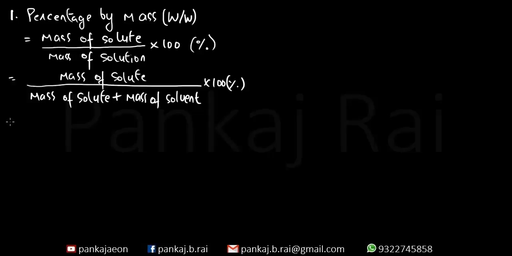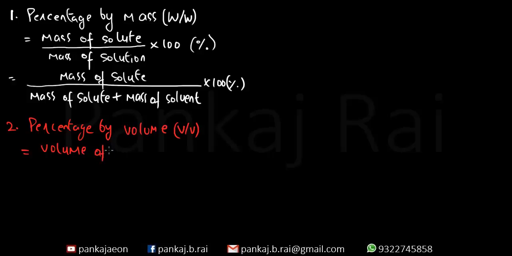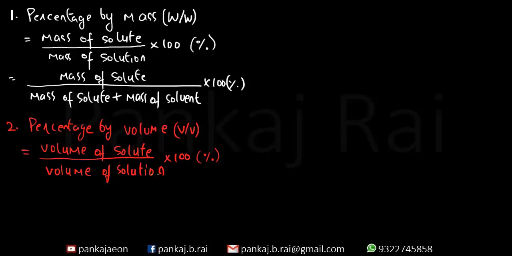Now the next one is percentage by volume. It is volume over volume. It is given by volume of solute divided by volume of solution times 100, and obviously both the volumes have to be in the same unit, and it will be a numeric value in percentage. You have to remember that in this case the volume of solution cannot be broken down into two parts like volume of solute plus volume of solvent.